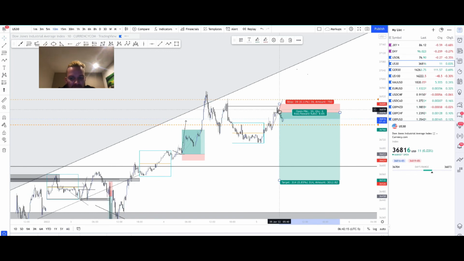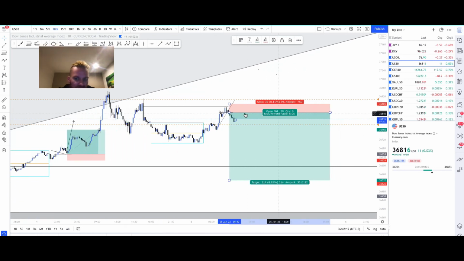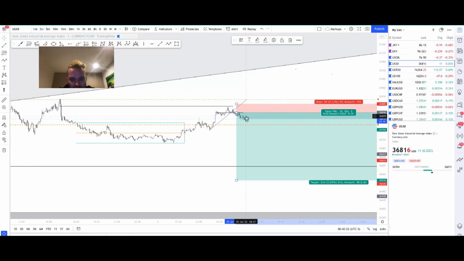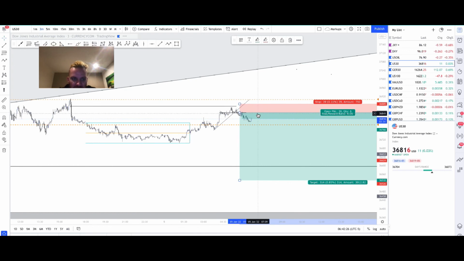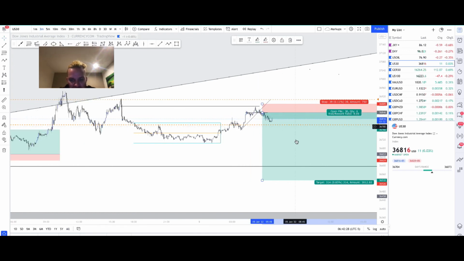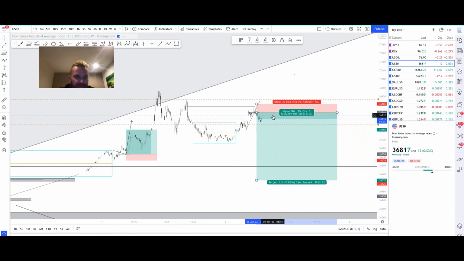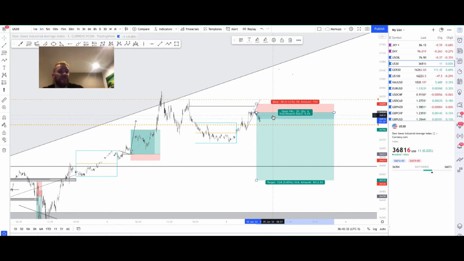But let's just see. Again, all you do is look for confirmation, like what we did on the lower time frame from here in reverse. Boom, you see this, boom, with confluence here, and then bang, down.